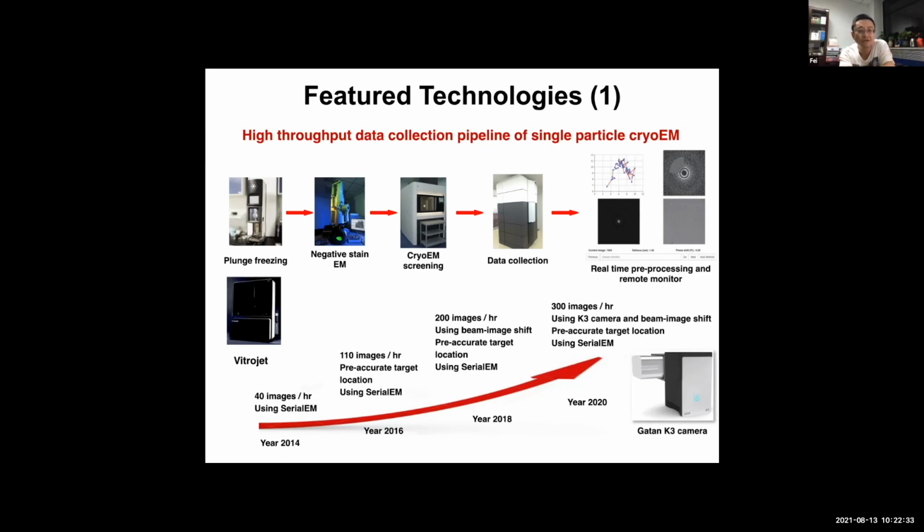The collection speed was improved gradually with new technology developed. As you can see here, now we can achieve 300 micrographs per hour. It's very high speed data collection. Now our users only need to collect 1 day of data to achieve near atomic resolution of their macromolecular complexes.